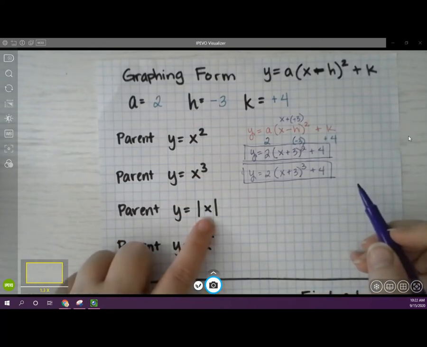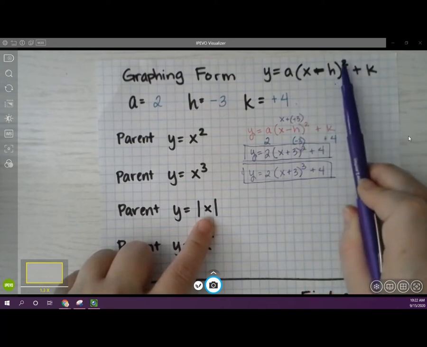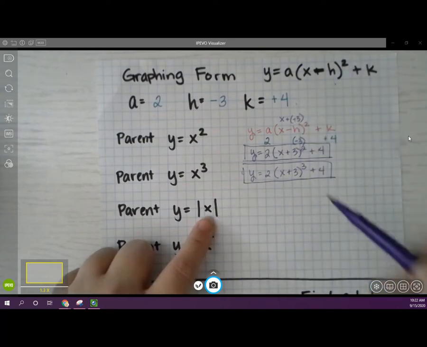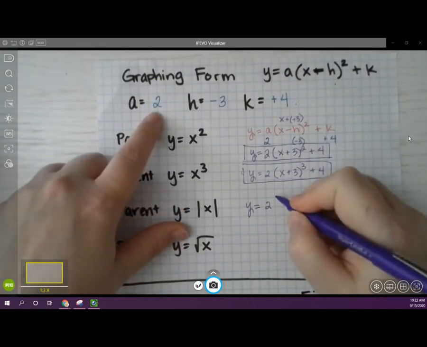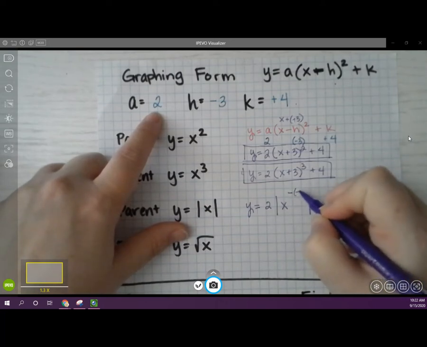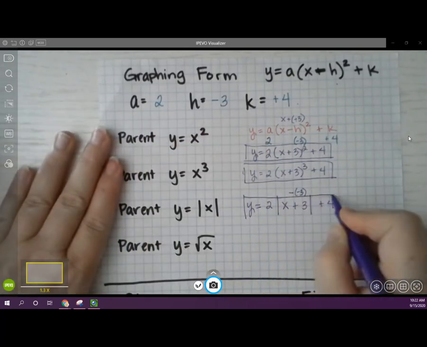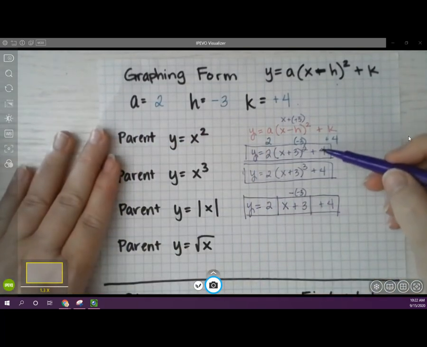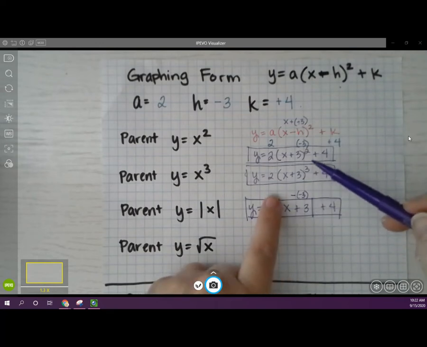To move on to the next parent, absolute value, we're plugging in the same numbers, but instead of parentheses and a squared, we're going to use the absolute value symbol. y equals, a is always in the front, a is 2. I'm going to use the absolute value symbols, and this gives me x, but minus a negative 3 is still a plus sign, so here's my plus 3, plus 4 for k. Notice that it looks almost exactly the same as the upper 2: in the front, a positive 3 on the inside, and a positive 4 on the outside. The only thing that's changing is the parent.